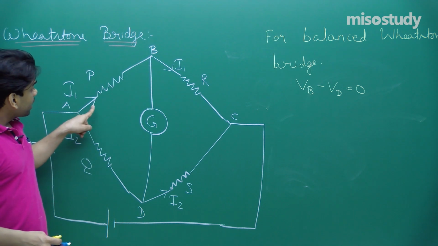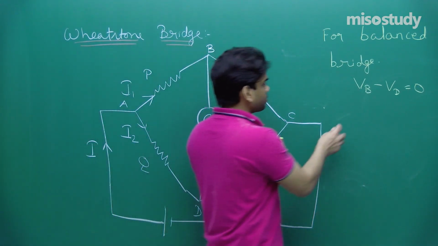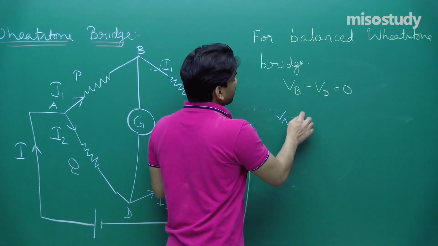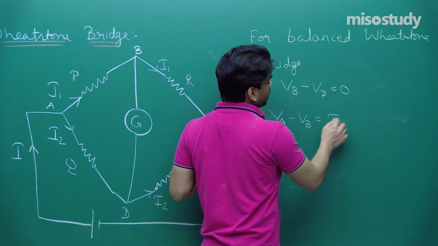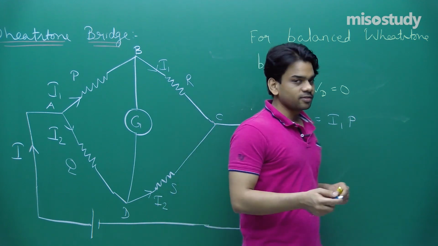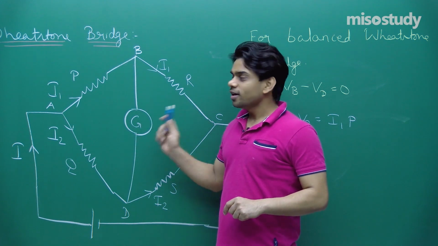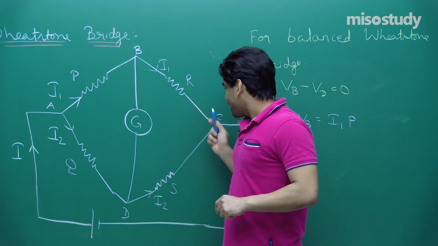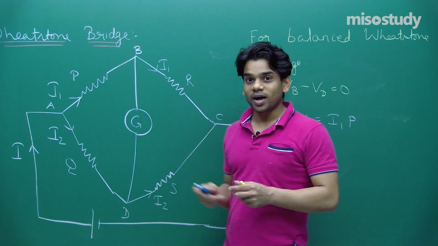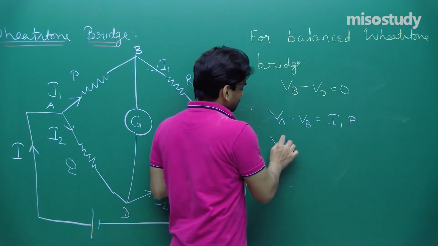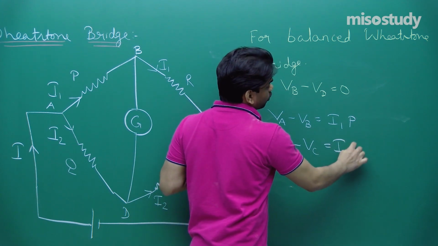Now you see here, if I express VA minus VB, that will be equal to I1 into P. You can check. VA minus VB will be equal to I1 into P. And second, you see VB minus VC. VB minus VC will be equal to I1 into R. So let me write VB minus VC is equal to I1 into R.